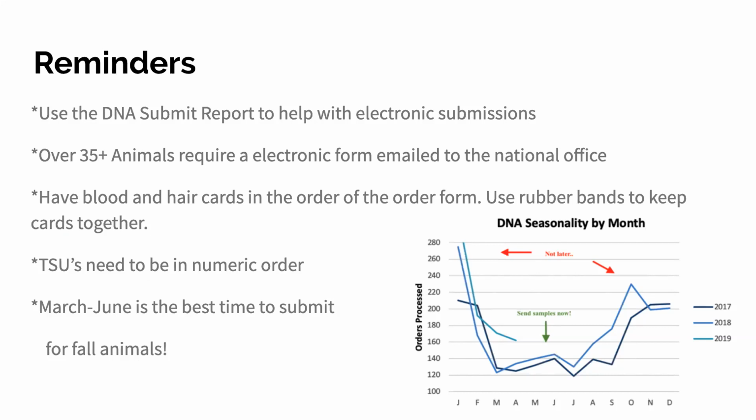March through June is the best time to submit for fall animals. That is our slower season, so generally we can move things along a little bit quicker for you. It's not always guaranteed, but it's much better to be earlier than later when submitting DNA.